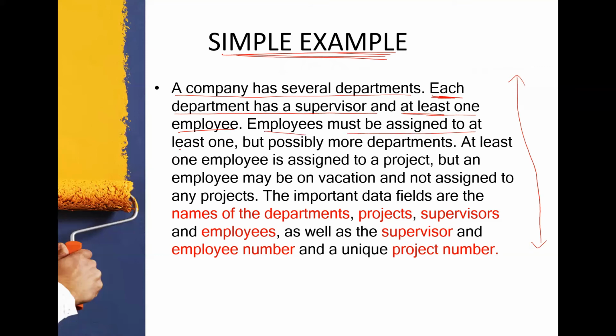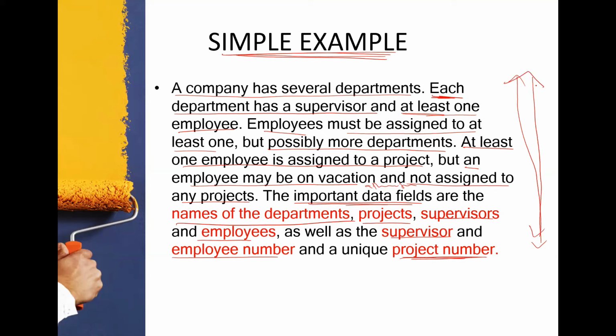Employee must be assigned to at least one but possibly more departments. Setiap department mesti ada employee, dan dia boleh ada banyak, but possibly more departments. At least, okay, one employee is assigned to a project, but an employee may be on vacation and not assigned to any project. The important data fields, nama lain dia adalah attribute: the name of the department, the name of the project, the name of the supervisor and employee, as well as the supervisor and employee names and unique project number. So ini semua detail dia ada kat sini guys. Semua relationship ada di sini.